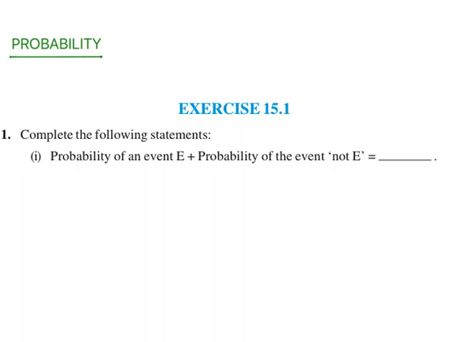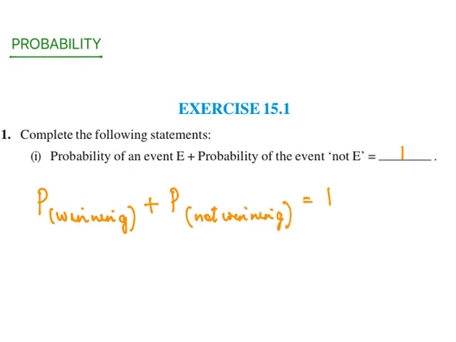So here's a new chapter, probability. Let's take up exercise 15.1 of the NCERT. The first question: the probability of an event E and the probability of an event not E will always be equal to 1. Which means, to take an example, the probability of winning a game plus the probability of not winning a game will always be equal to 1. The sum of the probabilities is always equal to 1.